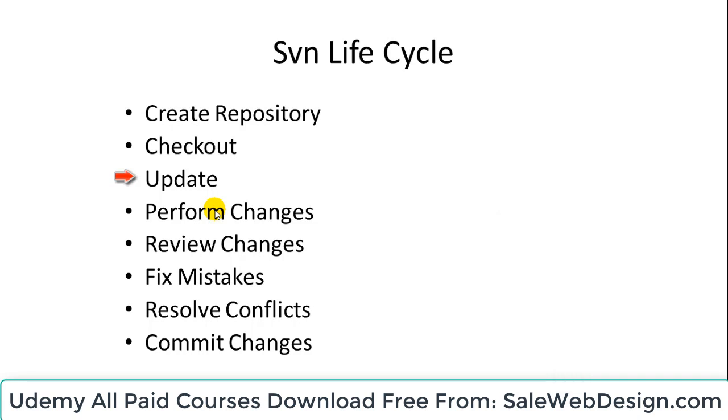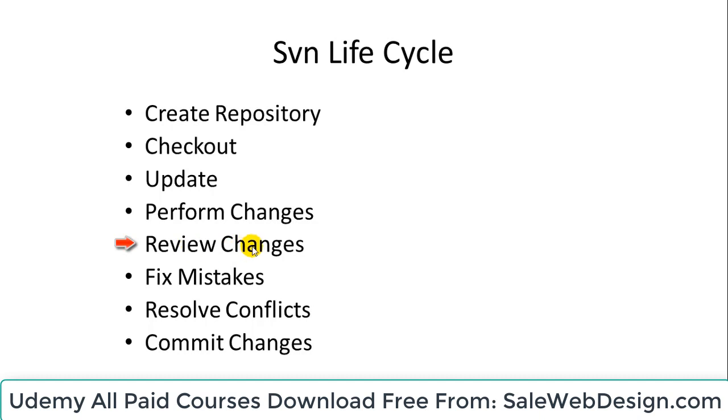Similarly, one can delete files and directories. The delete operation immediately deletes the file from the working copy, but the actual deletion of the file is added to the pending change list, and the changes are made to the repository after the commit operation. That thing I will explain in detail. Once I explain these particular terminologies, I will explain a live example and tell you. Review changes is the next step.